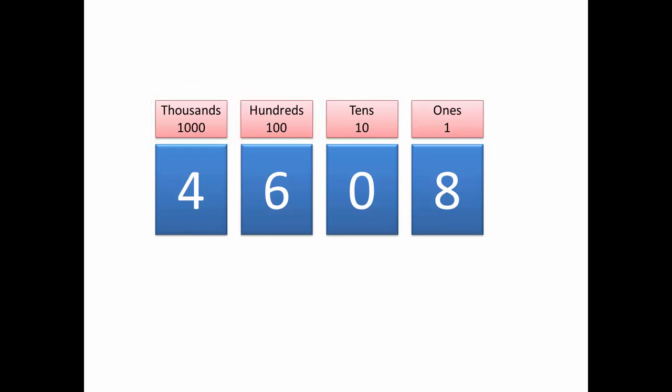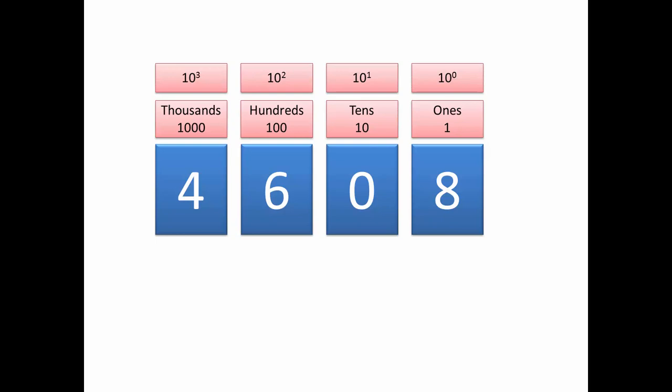You'll notice that each place value increases by a factor of 10 as we move towards the left. And what this means is that we can also represent the place values as powers of 10. So we've got our 10 to the 0 column, or our 1s. You'll remember that any number raised to the power of 0 equals 1. Then we've got our 10 to the 1, or our 10s column, our 10 to the 2, or our 100s column, then our 10 to the 3, or our 1000s column.